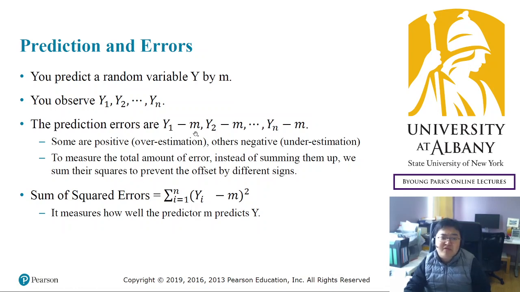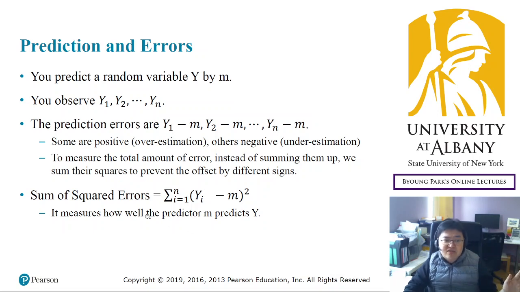The simplest way is to sum those prediction errors. But the problem is, if you simply sum all these prediction errors, the positive errors and negative errors will cancel out. So in the end, you cannot measure the error at all. Therefore, to prevent that offsetting of positive and negative errors, we take squares. Taking the square makes everything positive. After taking squares, we sum those errors, and then you get the sum of squared errors, which we are going to use as the measure of the total prediction error.